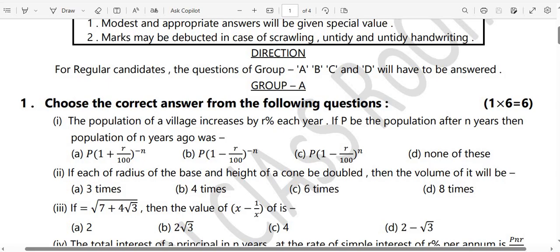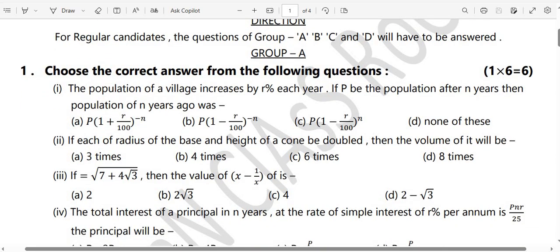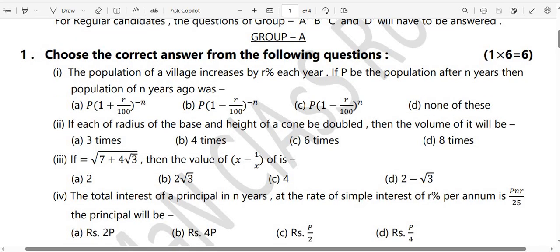Now we will see the group A questions. Number 1. Choose the correct answer from the following questions. Question number 1. The population of a village increased by R% each year. If P be the population after n years, then the population n years ago was.